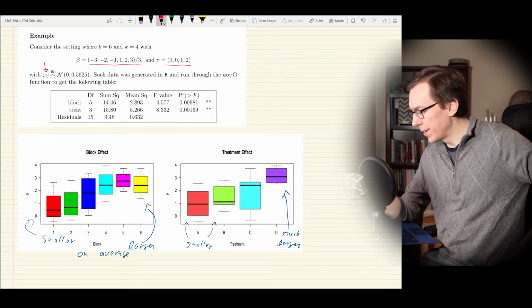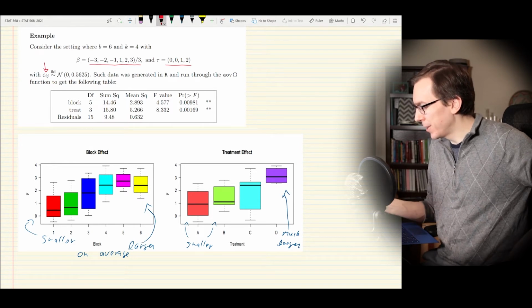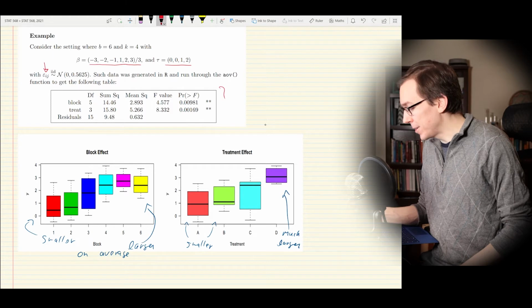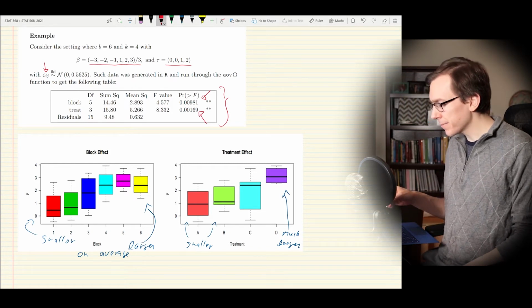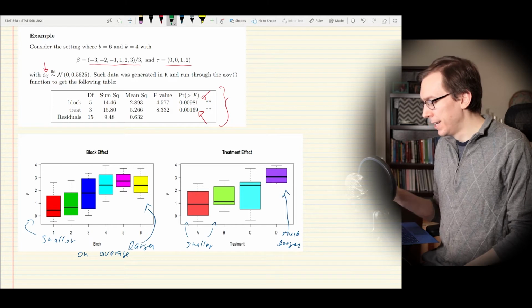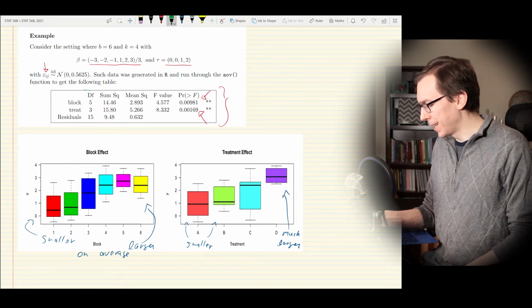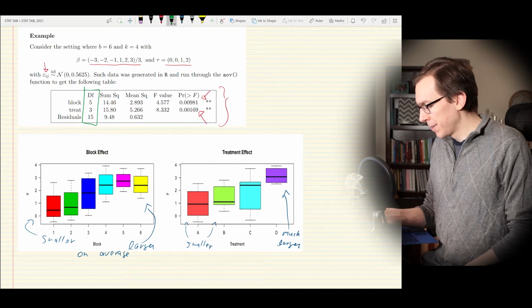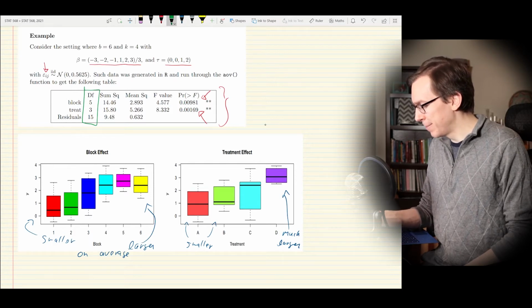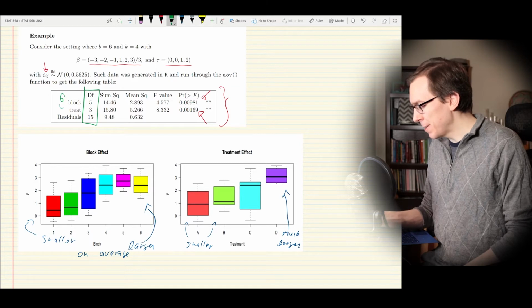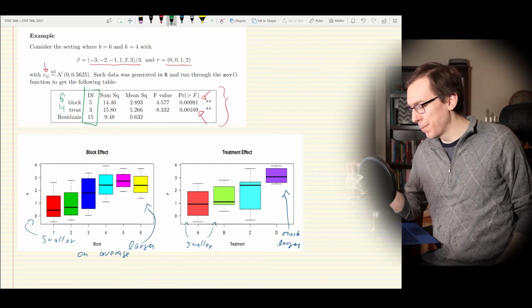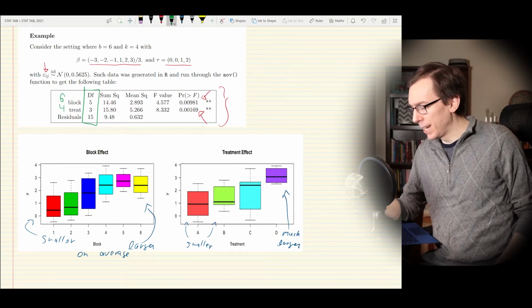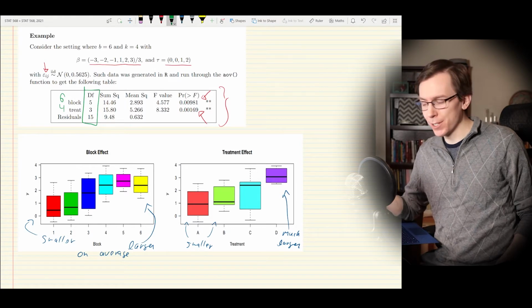And then sure enough, when we come up to the ANOVA table in the middle of the screen, we find that we do get very significant p-values, both for the block factor and for the treatment factor. Also take note of the degrees of freedom. Remember, my block has 6 levels and my treatment has 4 levels. I subtract 1 from each to get my degrees of freedom, 5 and 3. Then I multiply 5 times 3 to get the residual degrees of freedom.